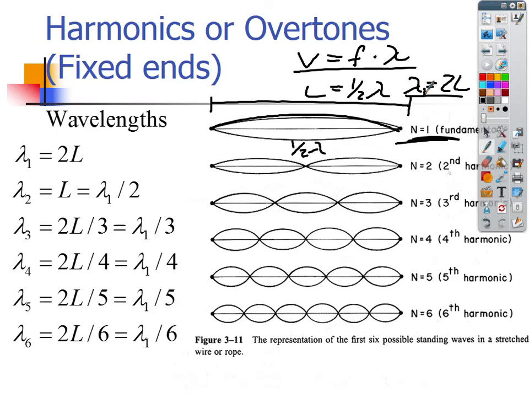And that works for every single fixed end problem, because that's what the first fundamental frequency will always look like. When I get to the second harmonic, now I have fit an entire wave in that length L. So this length, in this case, equals the wavelength. The wavelength and the distance are exactly the same. So now I have a full wavelength in there.